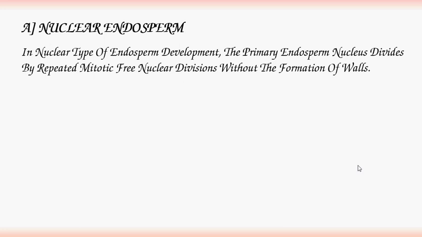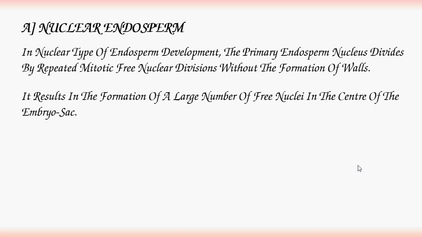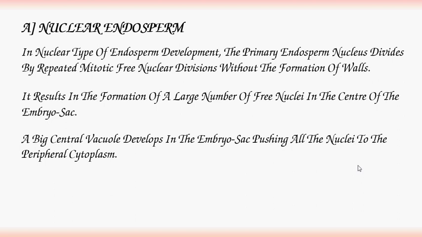In the nuclear type of endosperm development, the primary endosperm nucleus divides by repeated mitotic free nuclear divisions without the formation of walls, that is, without cytokinesis. It results in the formation of a large number of free nuclei in the center of the embryo sac. A big central vacuole develops in the embryo sac, pushing all the nuclei to the peripheral cytoplasm.